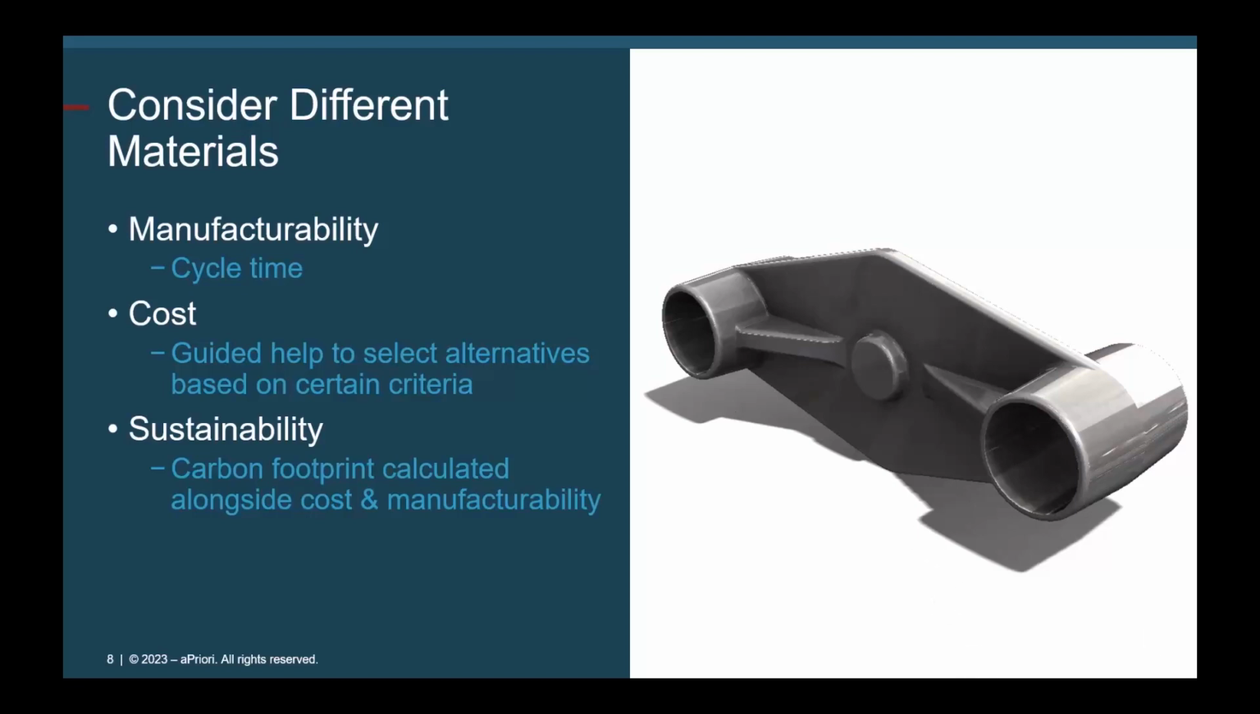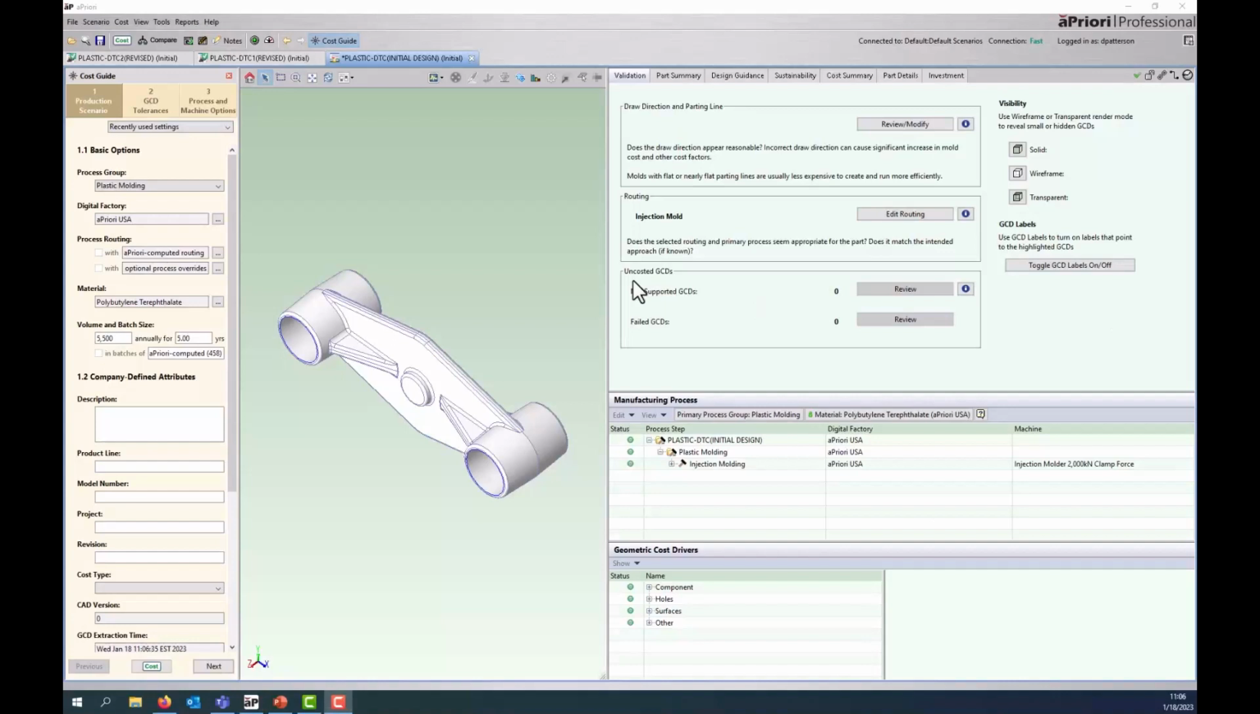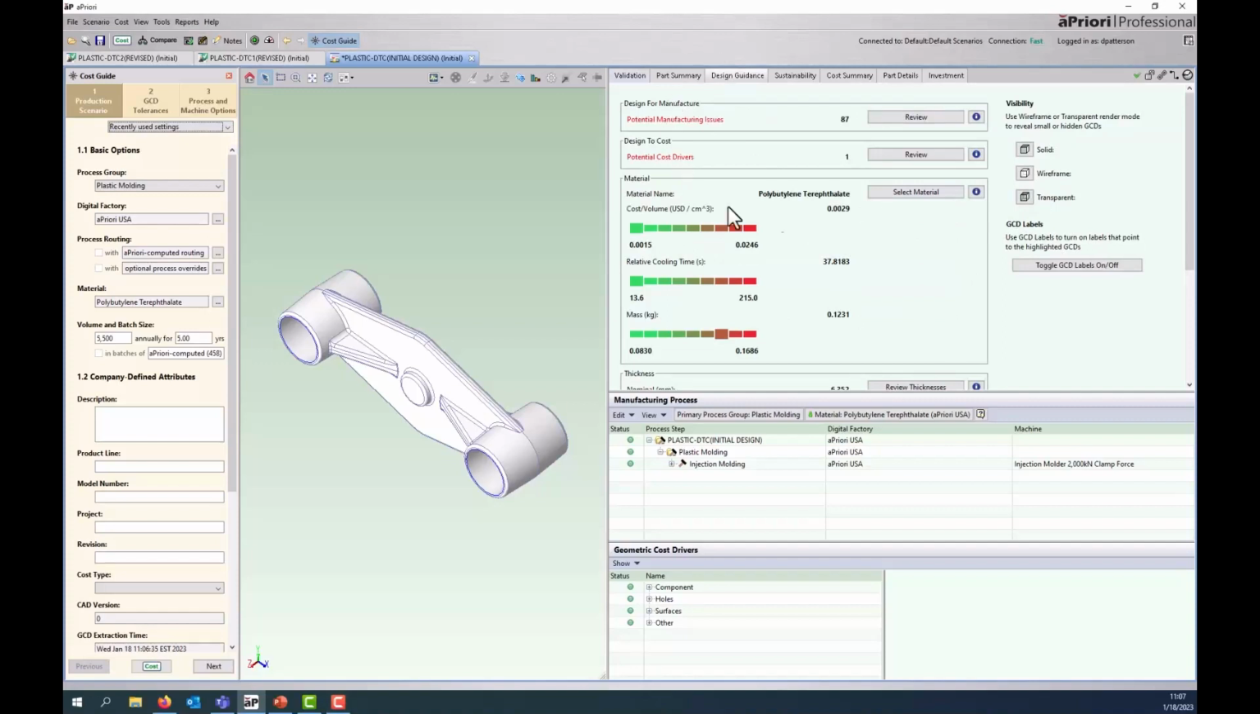So let's take this design now and do some iterations on the design itself so we can compare those different design iterations and look at manufacturability, cost, and sustainability for different versions of this design, leveraging the feedback from a priori. So let's dive back into our design and let's focus on understanding the manufacturability, cost, and sustainability with looking at some design iterations. So let's dive into our design guidance and look at our potential manufacturing issues.